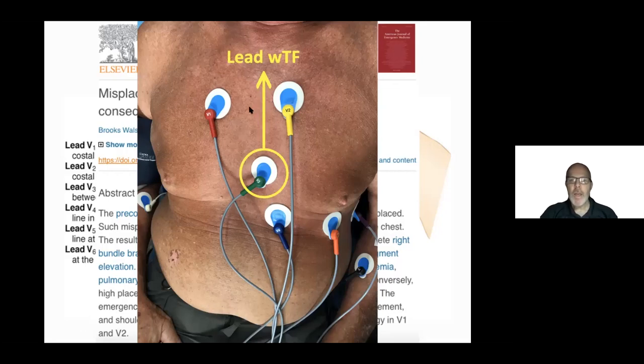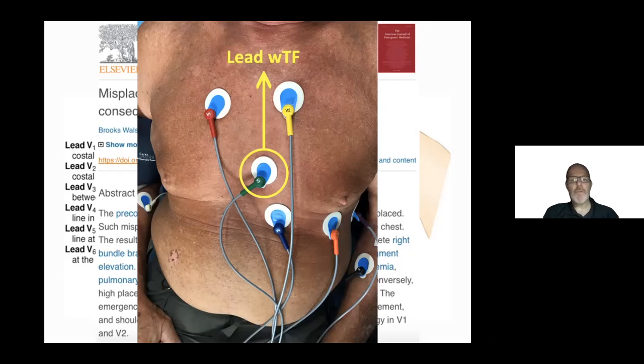Lead V3 should be equidistant between V2 and V4, which V4, by the way, is way too medial. V4 is placed at the fifth intercostal space in the mid-clavicular line. So V4 is way, way too medial, and V3 is way, way too medial. And if you look down here at lead V5, it's also too medial. V5 is placed in the fifth intercostal space in the anterior axillary line. This is actually more closely resembling almost mid-clavicular, a little bit lateral to mid-clavicular, but it's not even right.